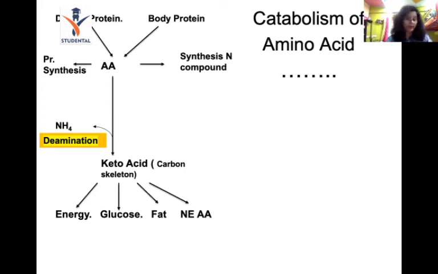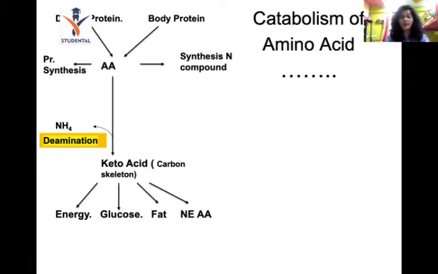Of amino acid metabolism or protein metabolism. What we see is that the first step in the catabolism of any amino acid is the removal of the amino group. The removal of the amino group is known as the deamination process, and because of the removal of this amino group, the resultant compound which is formed is known as a carbon skeleton, which is mostly the keto acid.